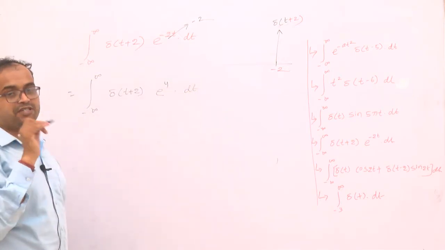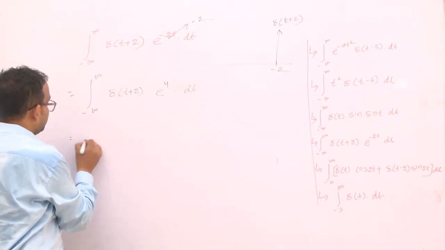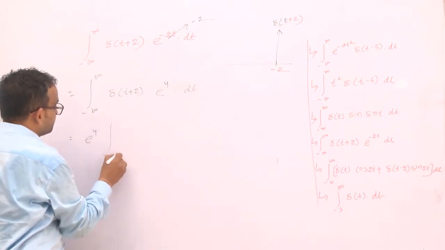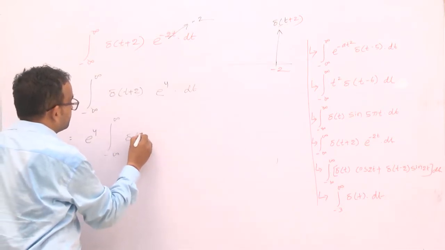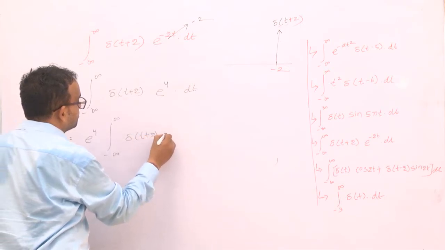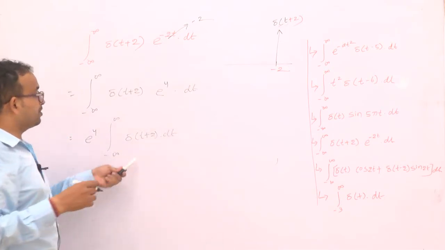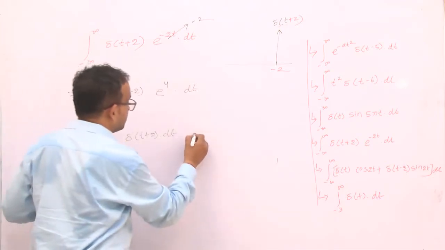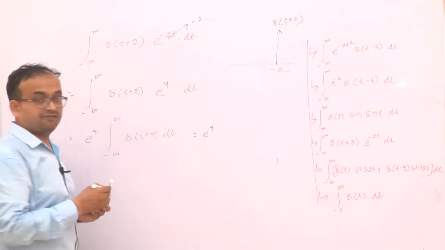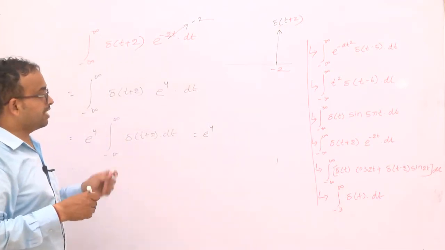Minus 2 into minus 2 is 2, or 4 dt. Again we know that the value is 1, so the answer will be e to the 4 only. So like this you have to solve the last.